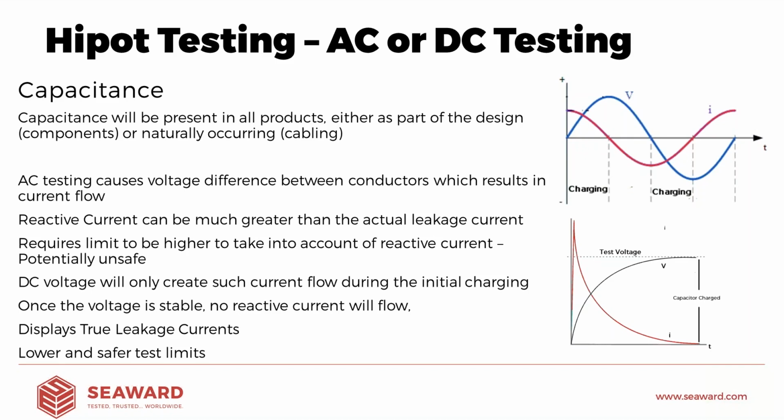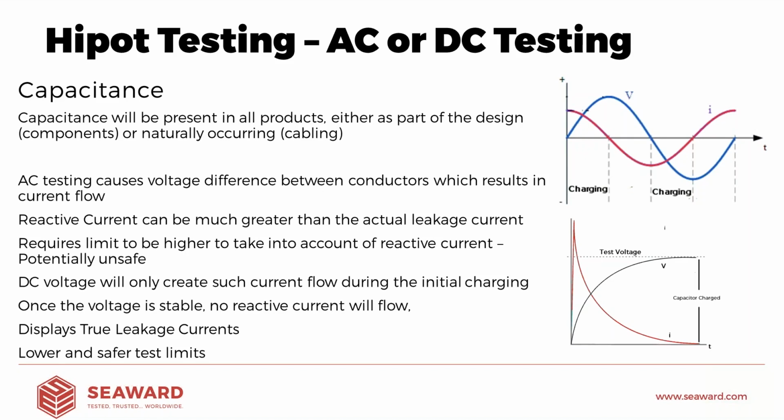So this isn't true leakage current. This isn't a breakdown in the insulation that's causing current to flow from one point to another. This is just a natural phenomenon of capacitance. So why is that an issue? Well, effectively, when we're performing the test at AC, we're now measuring a combination of what is true leakage, but also what is reactive current flow. So we've got two current flows that are effectively being measured at the same time. So we don't know which is which.